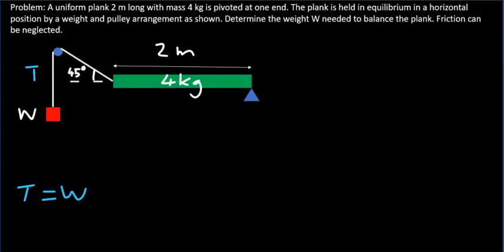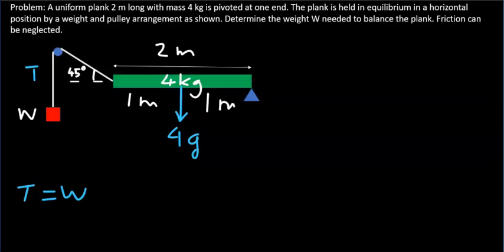Next, let's look at the free body diagram of this plank. This is a uniform plank, so the weight acts exactly in the middle. Since the mass is 4 kg, the weight of that plank is 4 times gravity. So this distance here is 1 meter, and that is 1 meter.